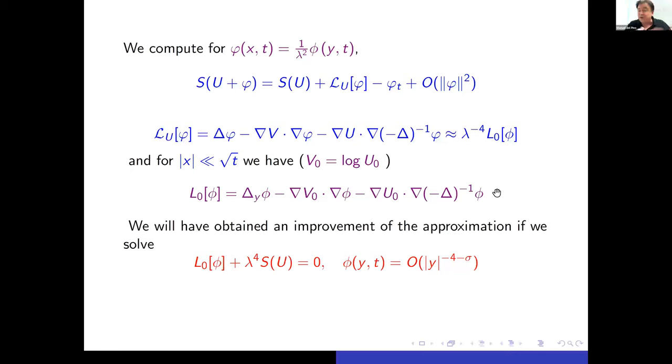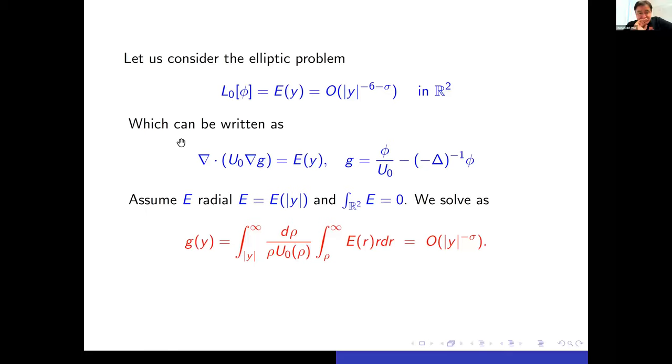Now, in order to improve the approximation, what I need to solve is the equation that the sum of this and this is approximately zero, and that corresponds to this equation down here. I would also like a solution that decays rather fast in order to have finite second moment. Power four, or a little more than four, is fine. Anyway, I will not give you much detail on this. The fact is that in the radially symmetric space, at least, this linear equation is not hard to solve, even in an explicit way.